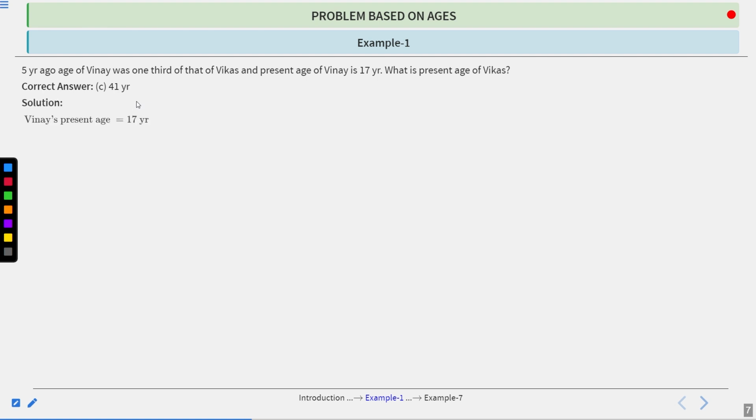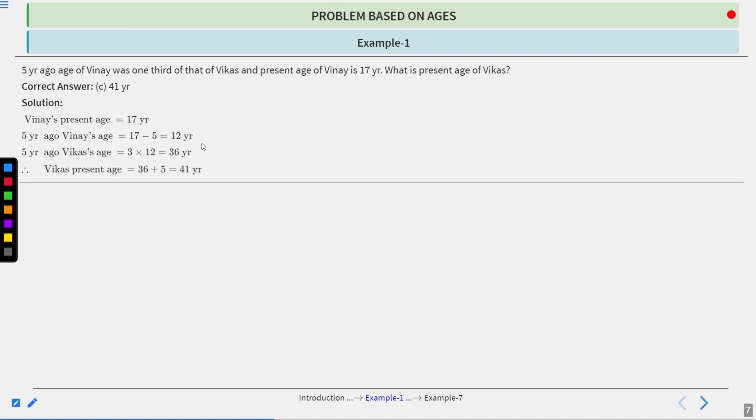Now see the solution. We know that the present age of Vinay is 17. So 5 years ago, Vinay's age will be 17 minus 5, so we can say 12 years. Now, Vikas's age is 3 times Vinay's age 5 years ago. So 5 years ago, Vikas's age will be 3 into 12, which equals 36 years.